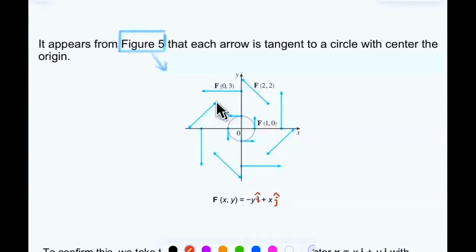Well, from this picture here, we kind of suspect that each arrow is tangent to a circle with center at the origin. It looks like each arrow here is tangent to a circle with the center at this origin. But how can I confirm this?